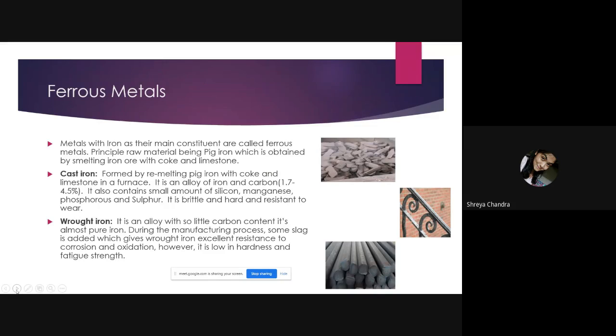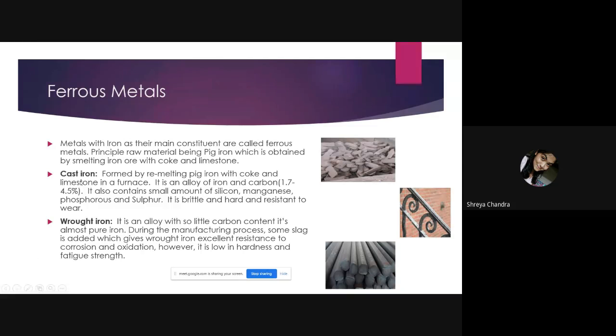When we heat something and give it a shape, that is called finery forge. And puddling furnace is the conversion of pig iron to wrought iron, subjected to heat and frequent stirring in a furnace in the presence of oxidizing substances. This is known as a puddling furnace.